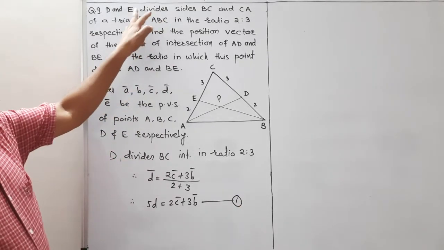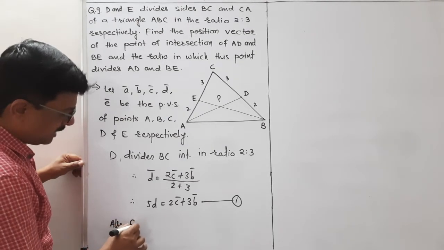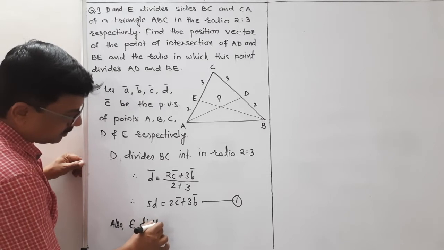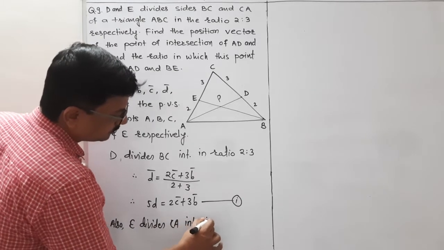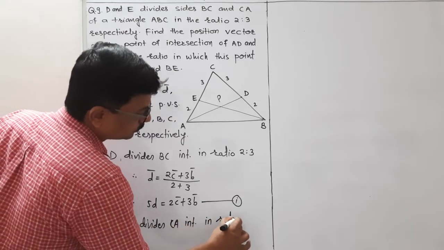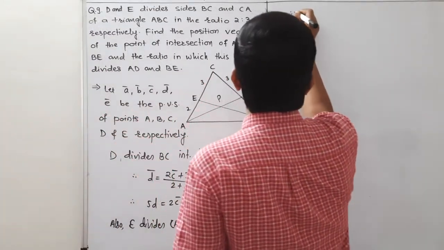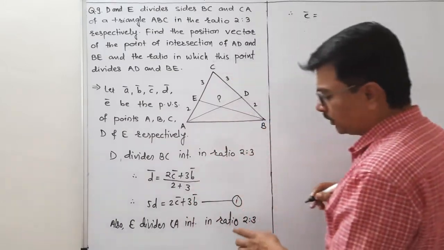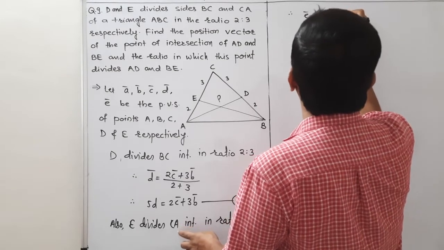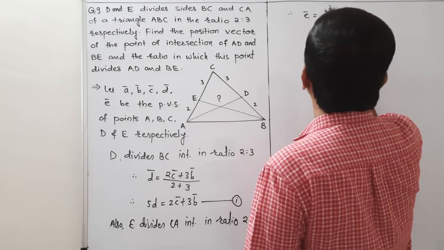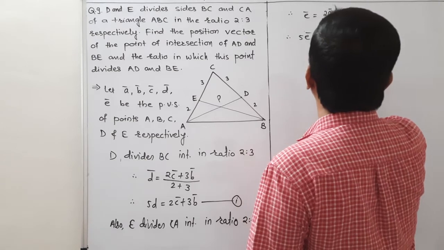सेम रिलेशन दिया है E का CA के साथ. Also E divides CA internally in the ratio 2:3. Therefore we can say that E vector is equal to, use the section formula for internal division, 2 into A vector plus 3 into C vector divided by 2 plus 3, means we have 5E vector is equal to 2A vector plus 3C vector.